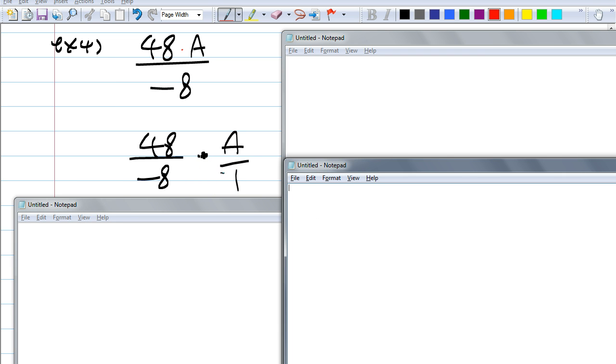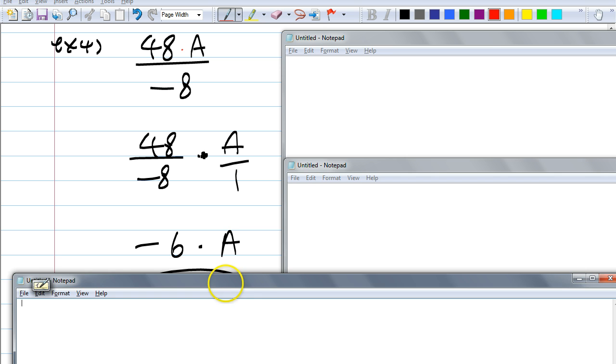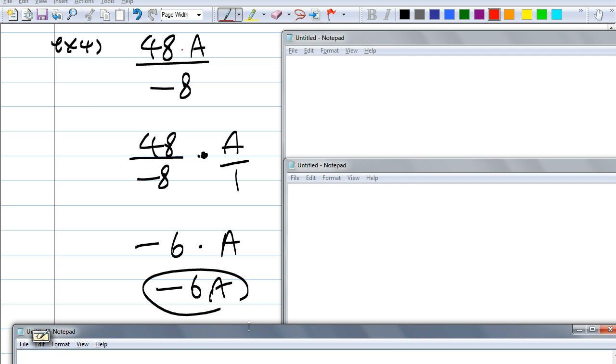See if they understand. Does this make sense? Okay, good. Then what is our final answer? How about Carolyn? Negative 6a. Negative 6a is correct. Okay. Do you guys see this? It was surprising to me that people didn't realize it's really a over 1 that you're multiplying this fraction by. That's how you have 48a over negative 8.